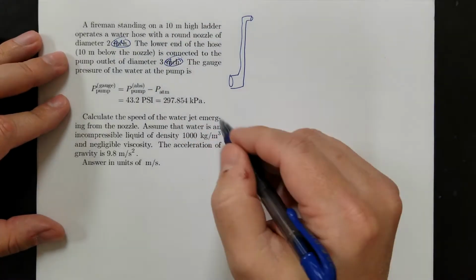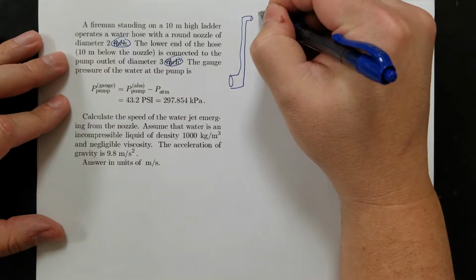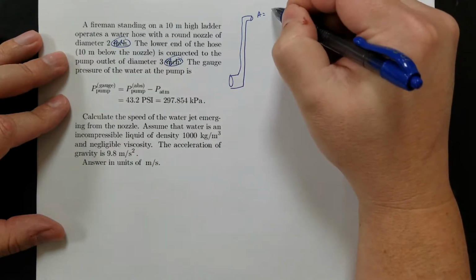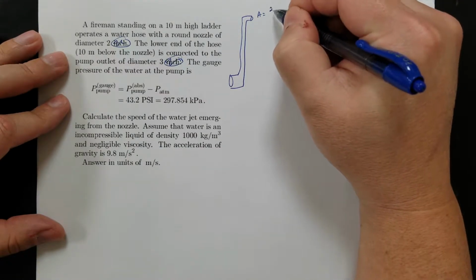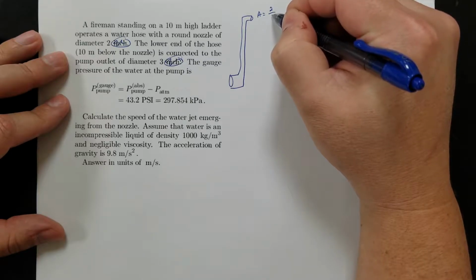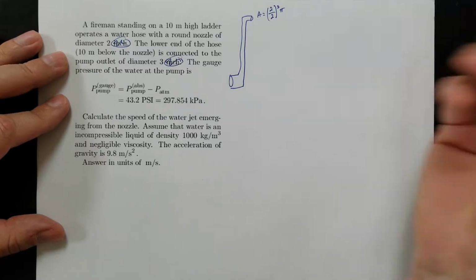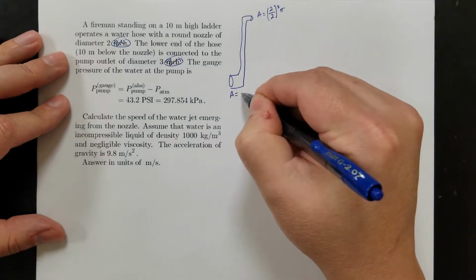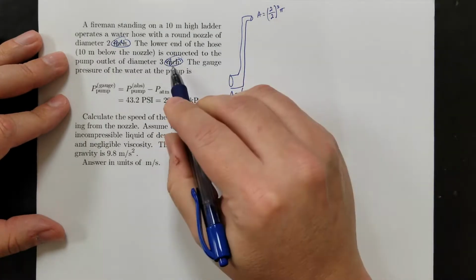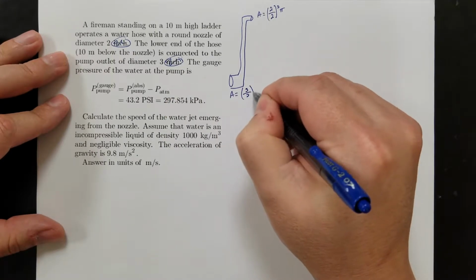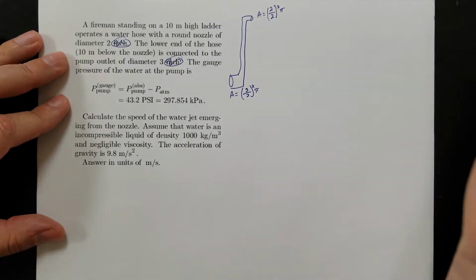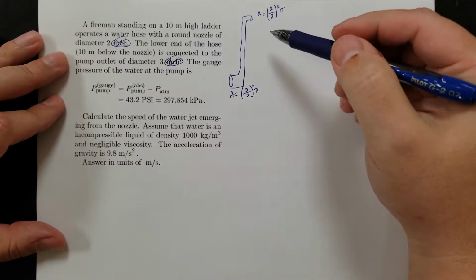So the first thing I'm going to do over here, the area is, this one's 2, so I'm going to go 2 over 2 squared times pi. Pi r squared. And then over here, the area is my 3 inches, so 3 over 2 squared times pi. Just pi r squared.